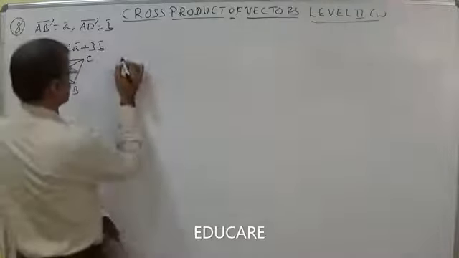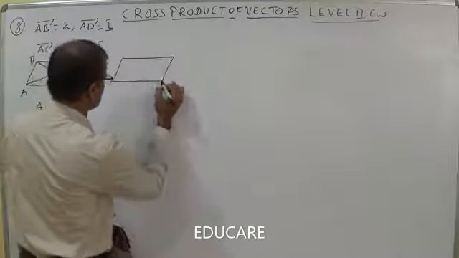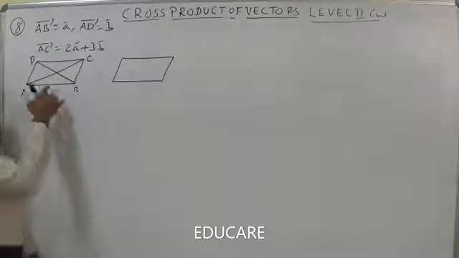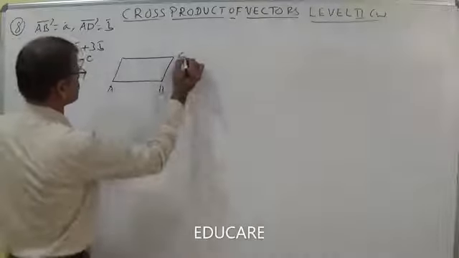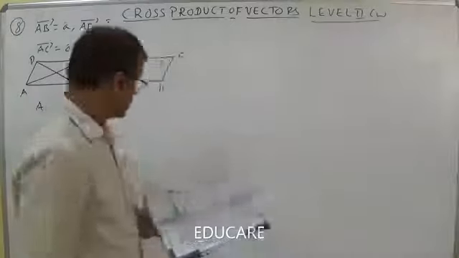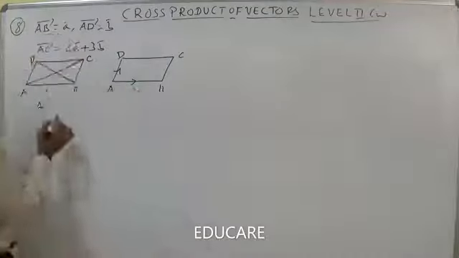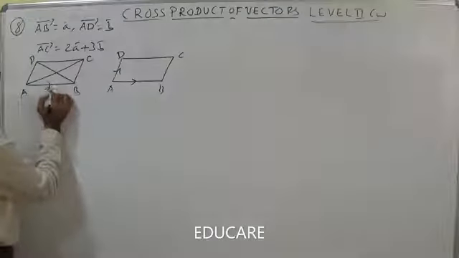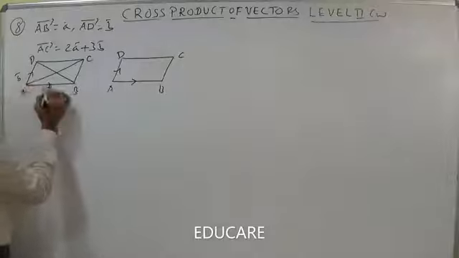A parallelogram is also a quadrilateral. Using that, we can calculate area 1 using the diagonals, and area 2 using the adjacent sides. AB and AD are the given adjacent sides. Same data: AB equal to A bar, and AD equal to B bar.